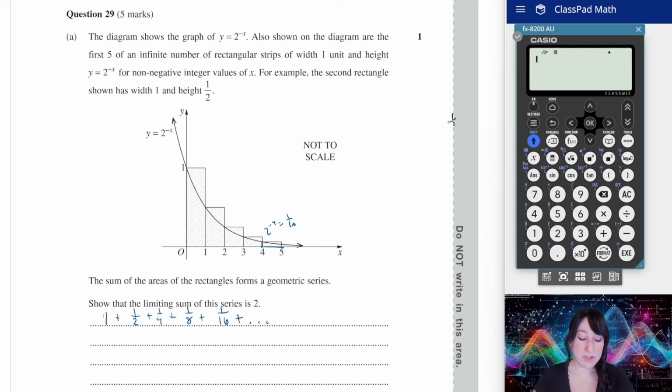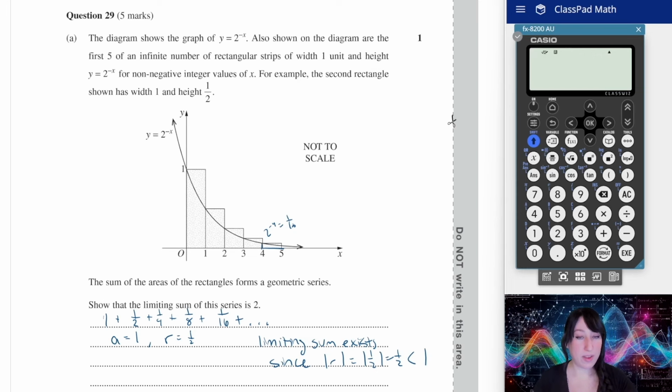We can see that it's a geometric series where the first term is 1, r is 1/2, each term is 1/2 times the previous term, and it will have a limiting sum since the absolute value of r is less than 1.